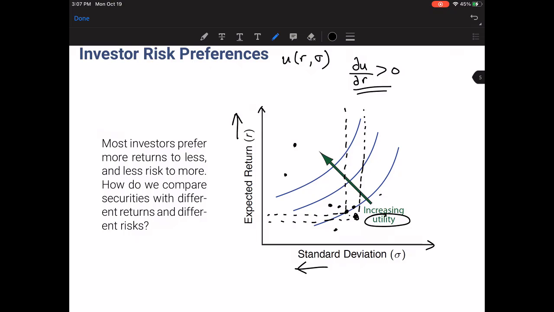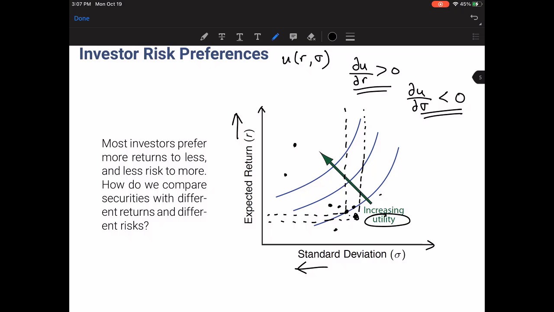Conversely, if we take the sensitivity of our utility or happiness with respect to sigma, it's going to be negative, right? Because more risk is going to make us worse off, less happy. So there's going to be a negative relationship between volatility and utility.